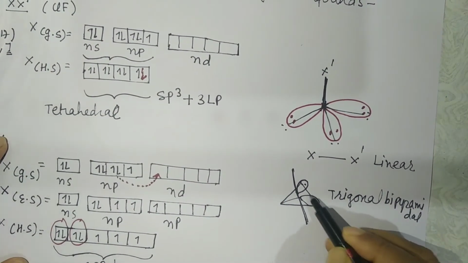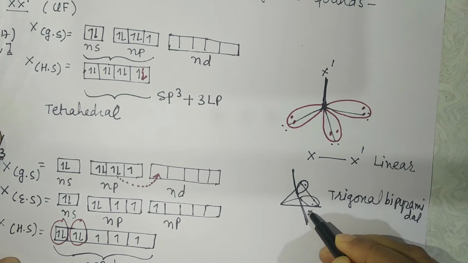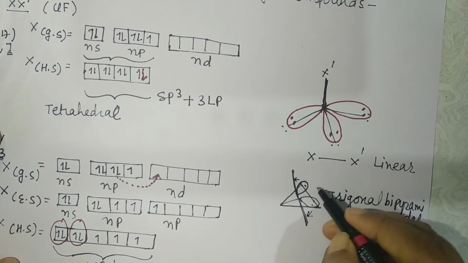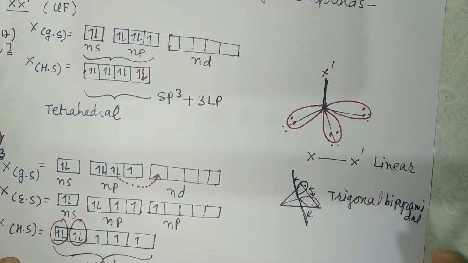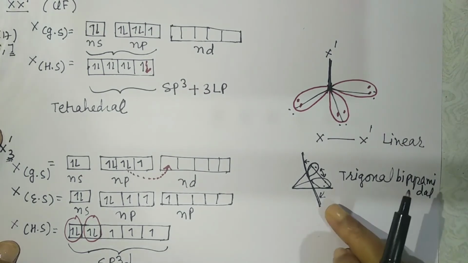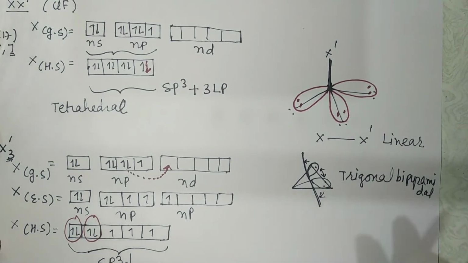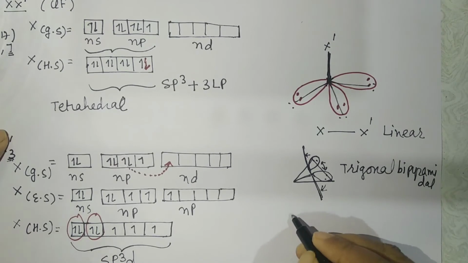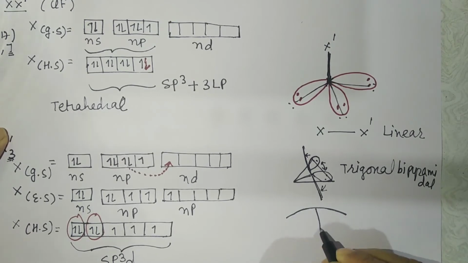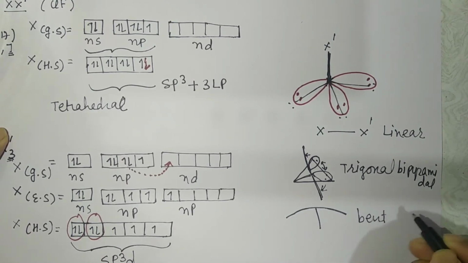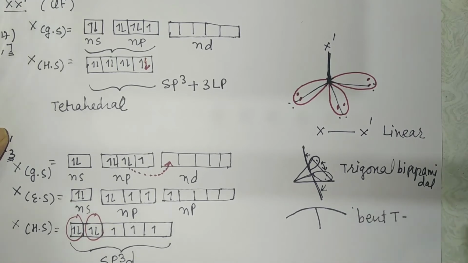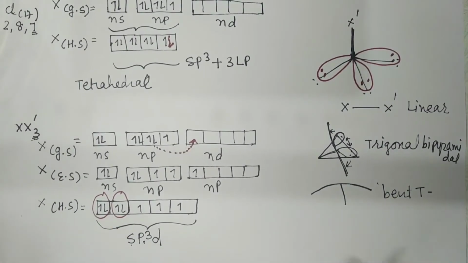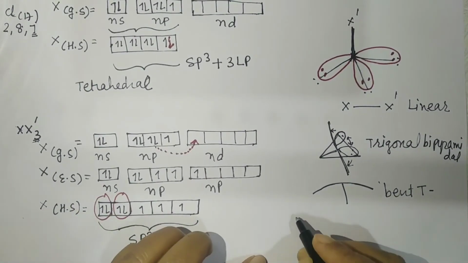But as the 2 lone pairs are here, they will push the bond pairs down. You know that lone pair-lone pair interactions are more than lone pair-bond pair. And therefore, this shape will turn to something like this. What you have, call it as a bent T-shaped geometry. So actually the structure for this appears something like this.